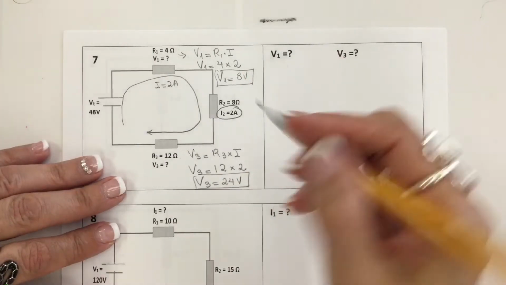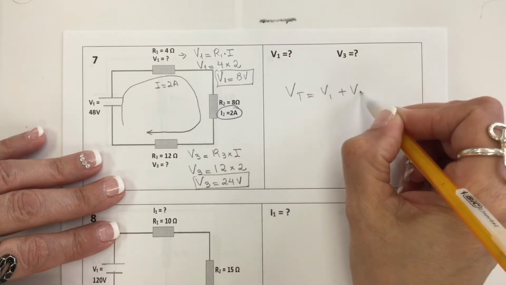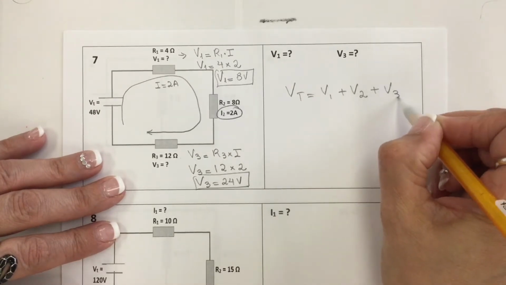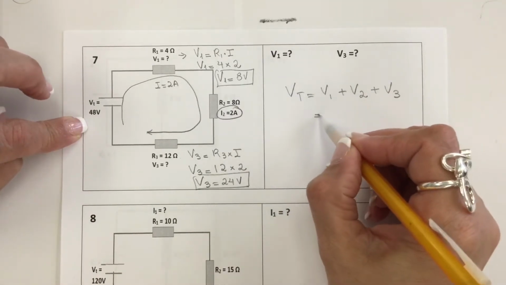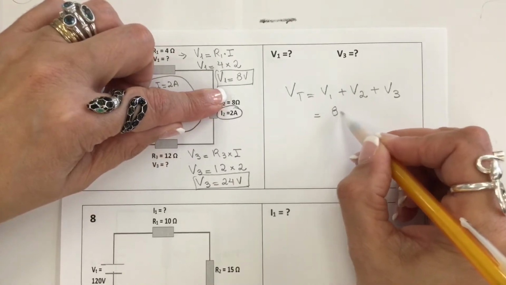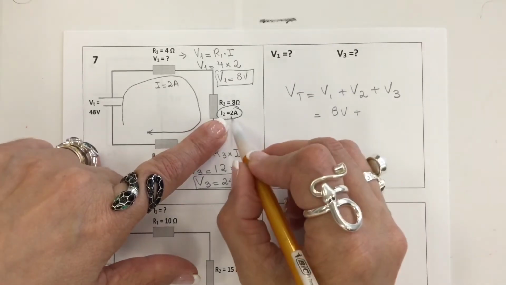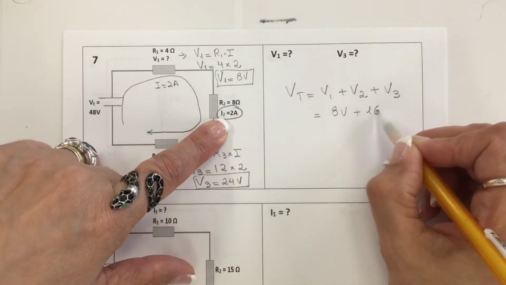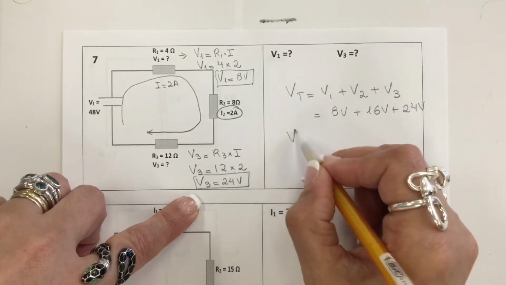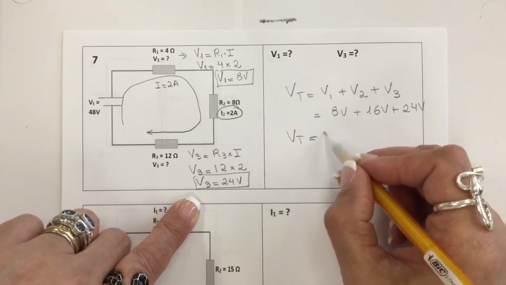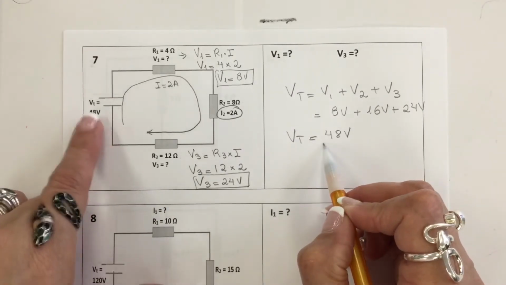To check for correctness, you can do this. VT is V1 plus V2 plus V3. We know that VT, the total voltage, is 48. So let's see if that's going to happen. I have here 8 volts. V2, I don't have the value, but this will be 2 times 8, 16 volts, and V3 is 24 volts. So when we add all these, we have 48 volts, which is the same as this value right here.